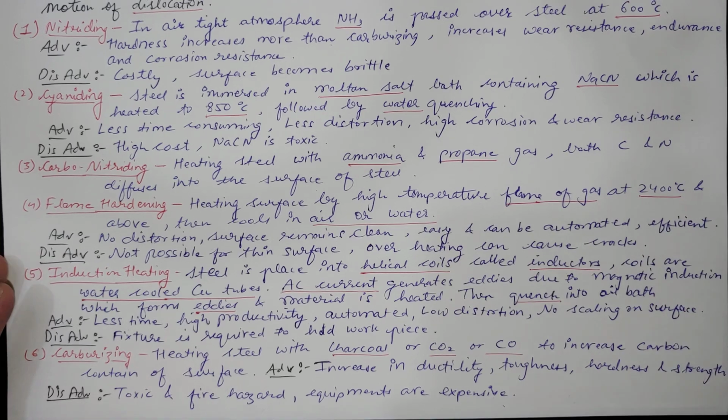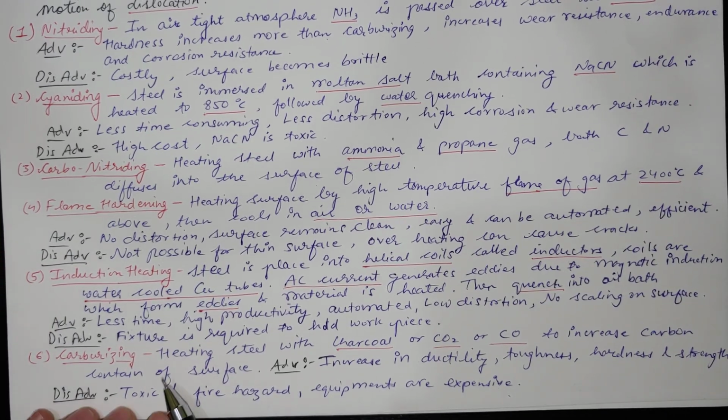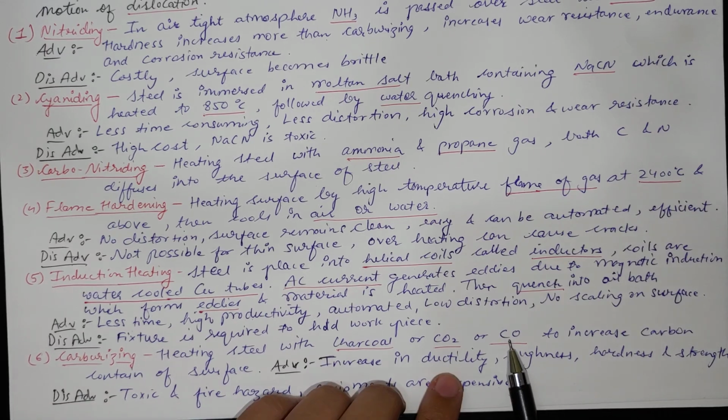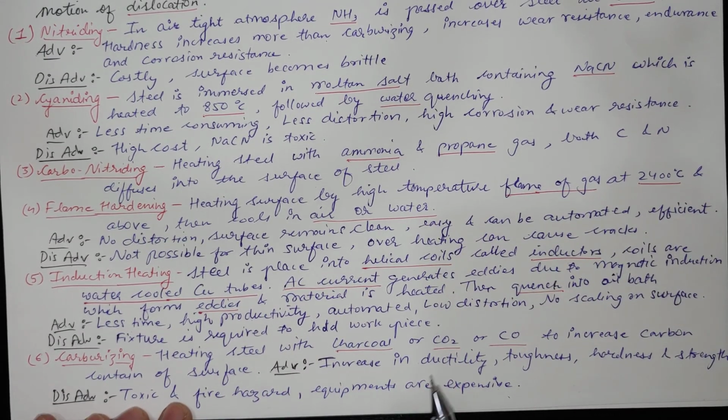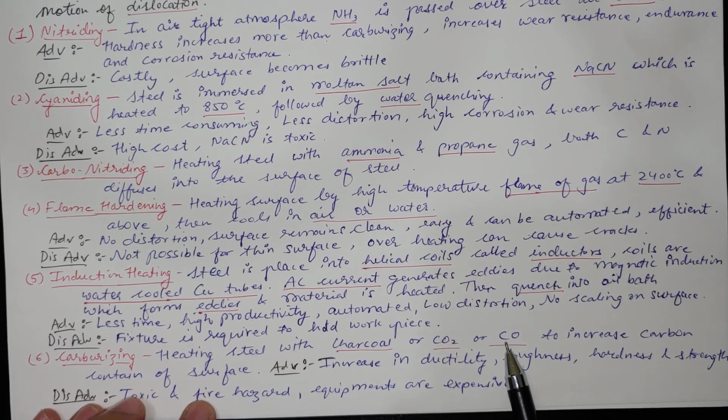In carburizing, the steel is heated with charcoal, CO2 or carbon monoxide to increase the carbon content of the surface. Any one of these three elements we can pick, and we heat the steel in that environment, and due to that there will be carbon diffusion on the surface.